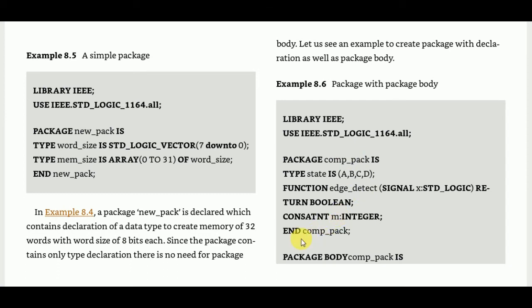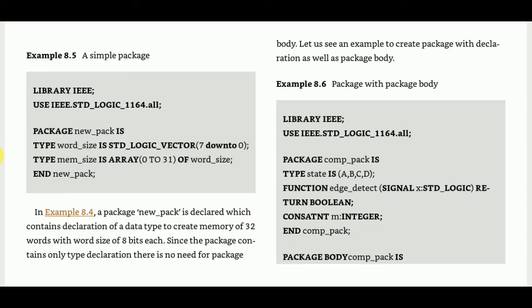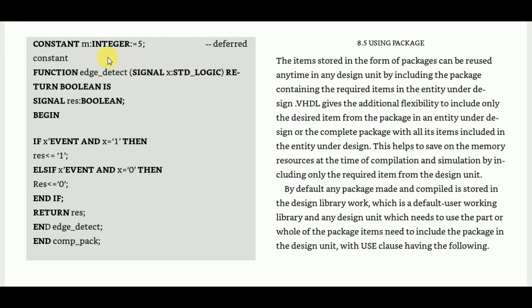Then we will start the package body, starting with the keyword package body. Then the package name is component pkg, then constant m integer is equal to 5. So here the value of constant m is equal to 5. This is called a deferred constant, meaning we have created the constant m in the declaration section, but we initialized the value of the constant m in the package body. So this is called a deferred constant.